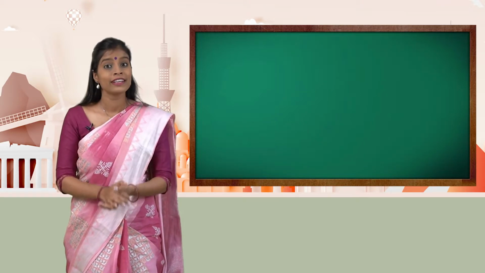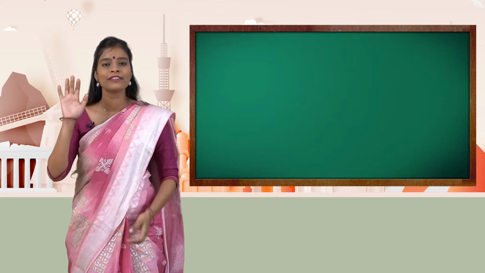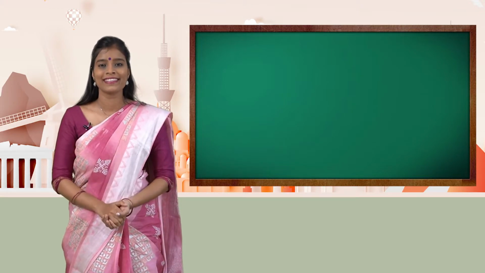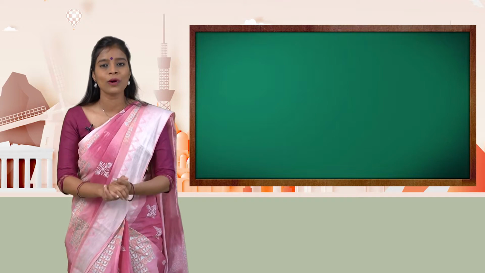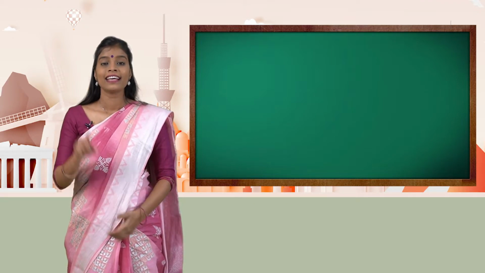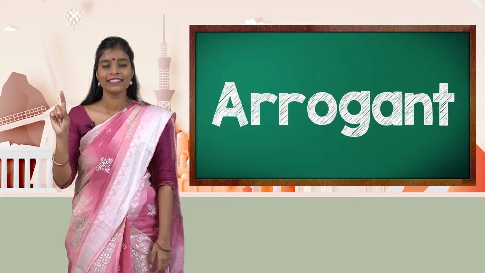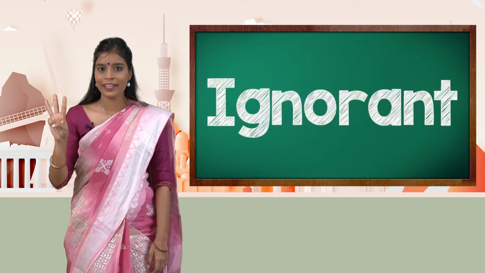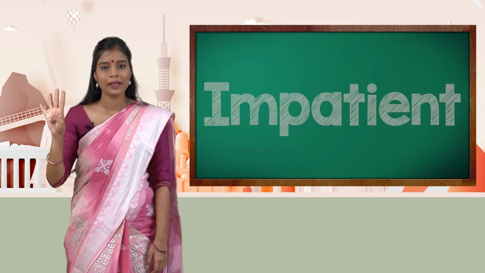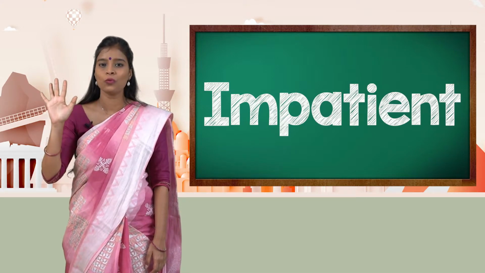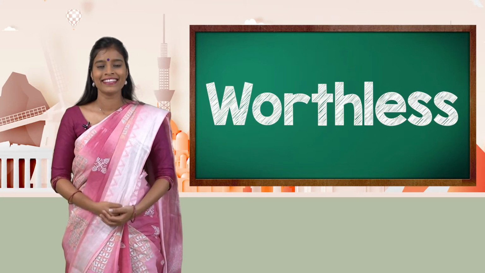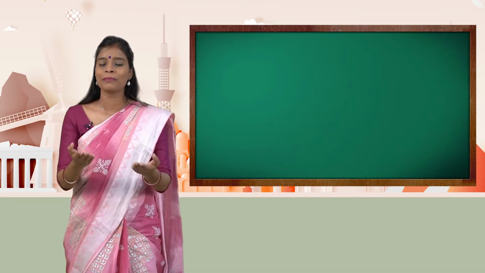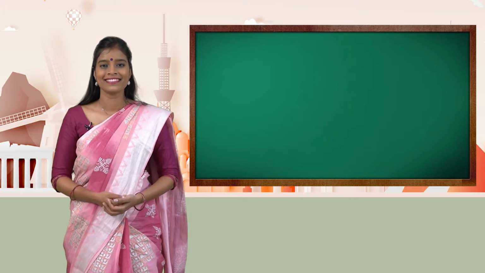So children, today we learnt 5 new words. Let's revise them once again. Arrogant, agitated, ignorant, impatient and worthless. I hope you remember these words.